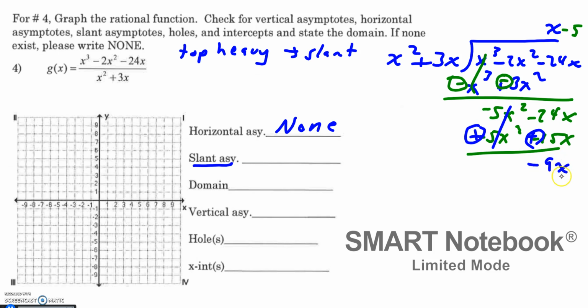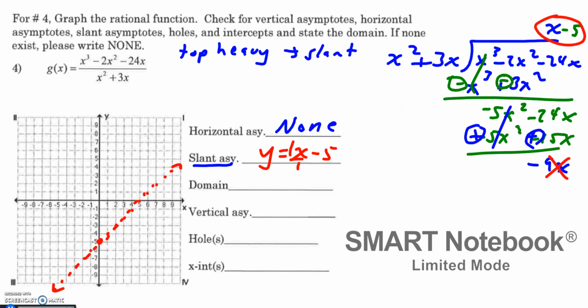Can negative 9x be divided by x squared? No, it cannot. So for the asymptote, we ignore the remainder, and our asymptote is what is remaining here. So it would be y equals x minus 5. And so far, before I find anything else, let me graph this piece. I know I need it eventually, so I'm going to start at the y-intercept of negative 5, and the slope is up 1 over 1. So I'd go up 1 over 1 all the way up, all the way back. And I know this is going to be here, so I'm going to draw it anyway.